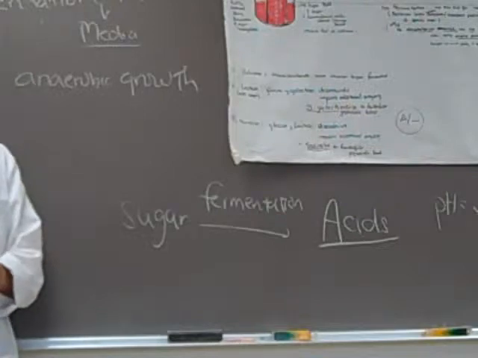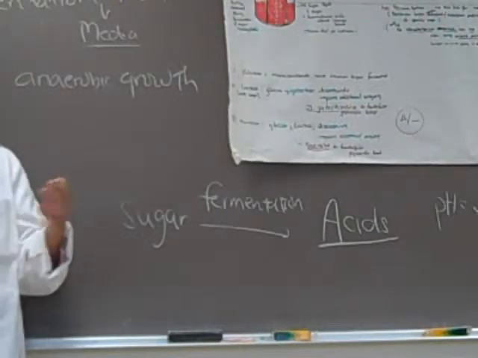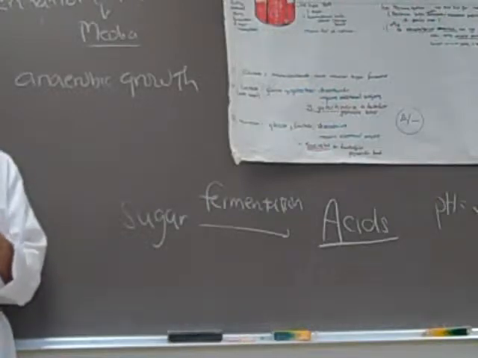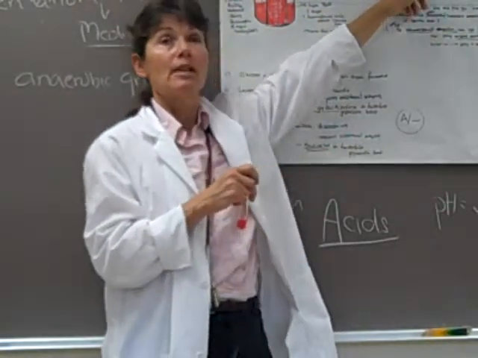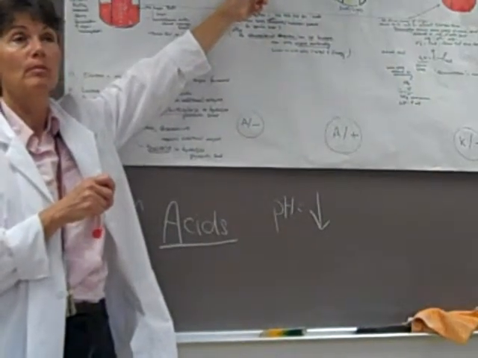So let's think about this. How will we know on Tuesday when we pull our tubes out of the incubator, how will we know whether the sugar was fermented? Well, if the sugar was fermented, the pH will decrease, and what color will the phenol red turn? Yellow. Yellow, dynamite, you guys. So yellow indicates that acids were produced from fermentation. So it's a positive sugar fermentation test.